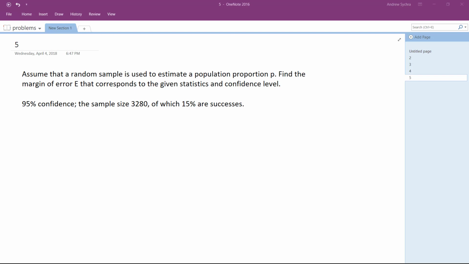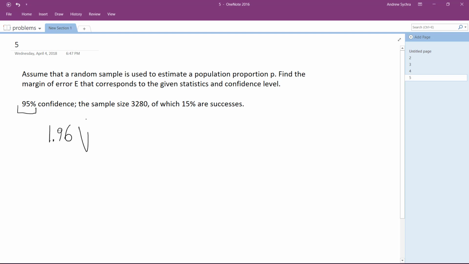So assume that a random sample is used to estimate a population proportion P. Find the margin of error E that corresponds to the given statistics and confidence level. So 95% confidence, the sample size is 3,280, and we got a 15% chance of our successes. So 95% confidence translates to 1.96.